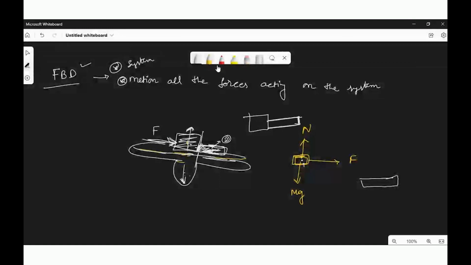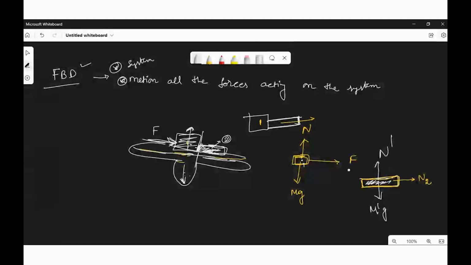Correct. Yes. And now what I can see is that there will be some normal reaction by block 1 on block 2. So let us say N2 is acting there. The force F is not acting on the system. Only N2 is acting on the system. And again, there will be the weight of this block. If I say the mass of this is M dash, the weight is M dash into G. There may also be some other normal reaction, let us say N dash.